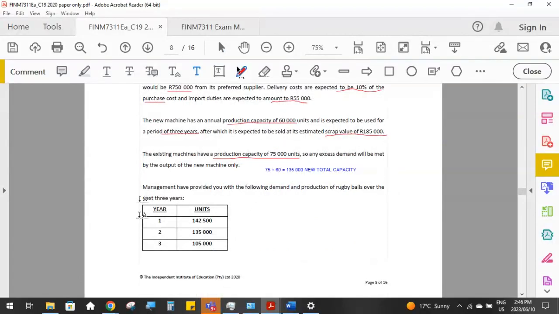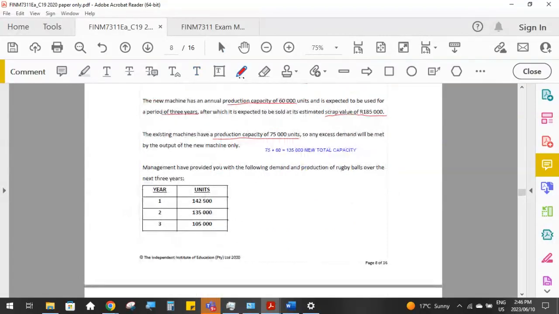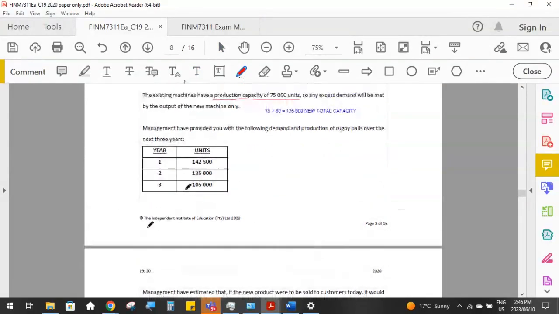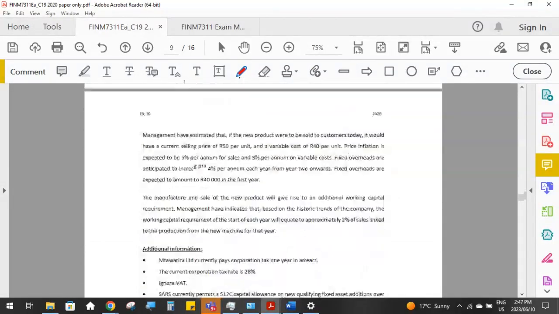So here we've got the list of the forecast demand, 142,500, 135,000 and 105,000 for the 3 years. So you can see by this that we can't make 142,500 units. We can only make and sell 135,000 units.